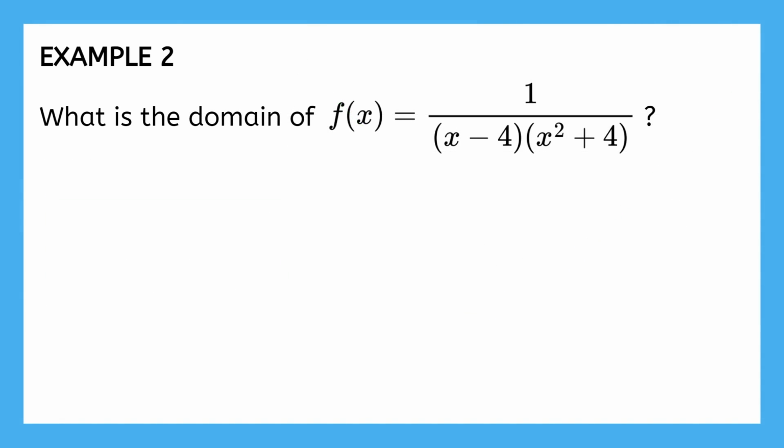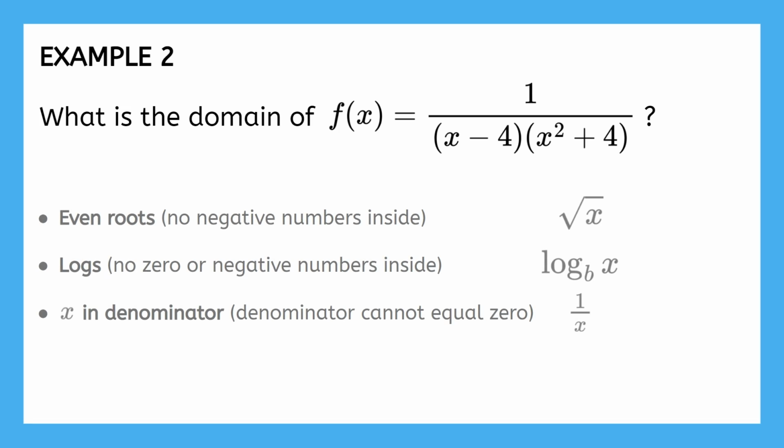Here's an example with an equation rather than a graph. What's the domain of this function? To answer questions about the domain, we should always think about that list. Things inside even roots, logarithms, and denominators can cause problems. Here we have an x in the denominator. If there are any values of x that would cause a 0 to be in this denominator, we need to exclude those values from our domain. So what values, if any, would cause the denominator to be 0?